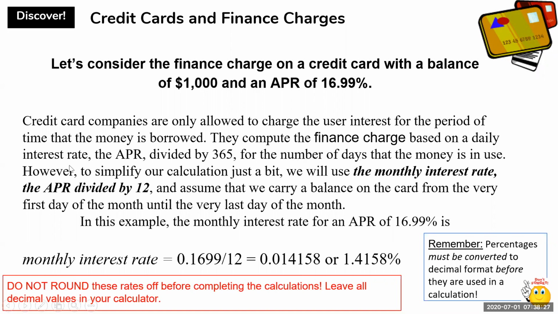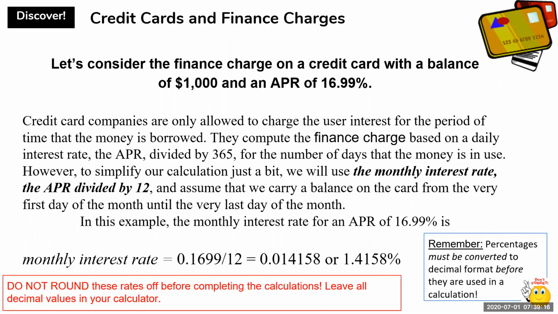So compute finance charges based on a daily interest rate. If you want to find a daily interest rate, you have to divide the APR by 365 days. That gives you the daily APR, and then you consider the number of days that the money is in use. However, to simplify our calculations just a bit, we will use the monthly interest rate, the APR divided by 12. So we are just going to stick to the monthly APR, right? So we are going to divide the APR by what? By 12. And assume that we carry over a balance on the card from the very first day of the month until the very last day of the month.